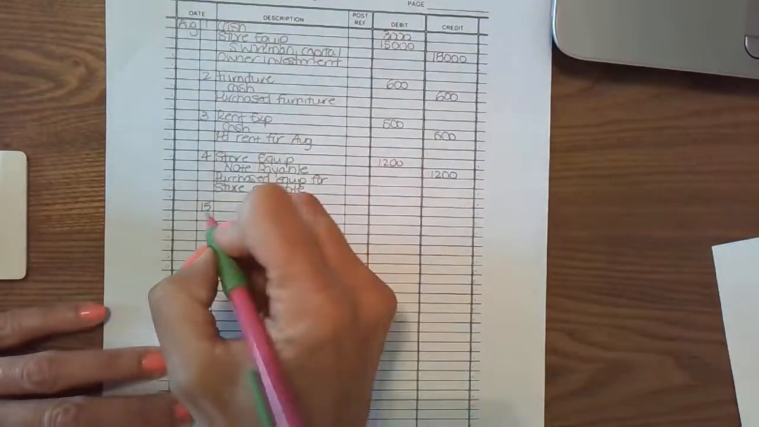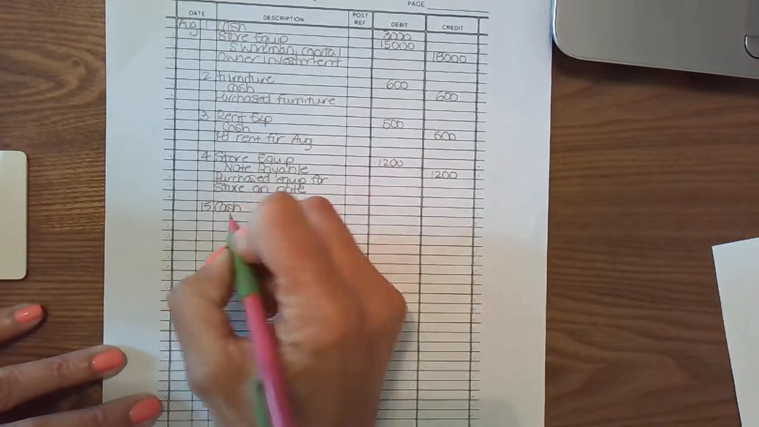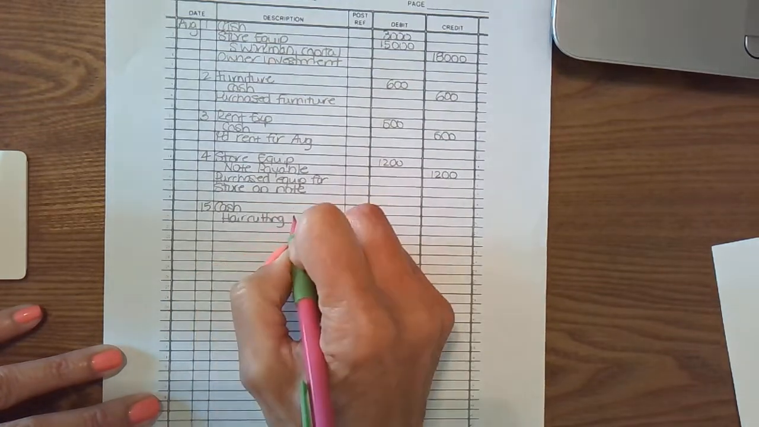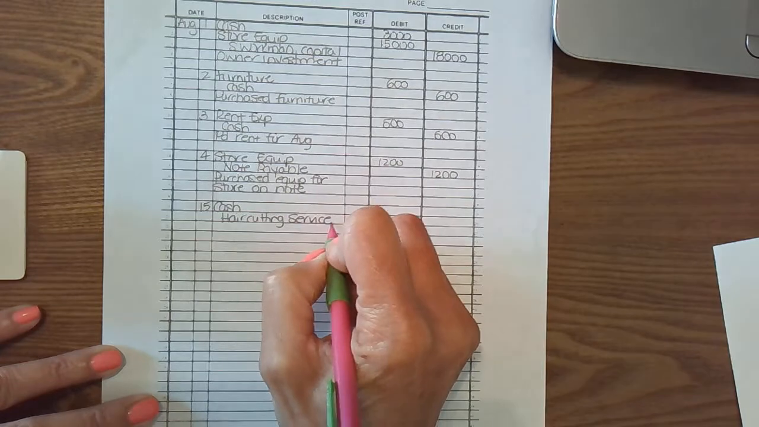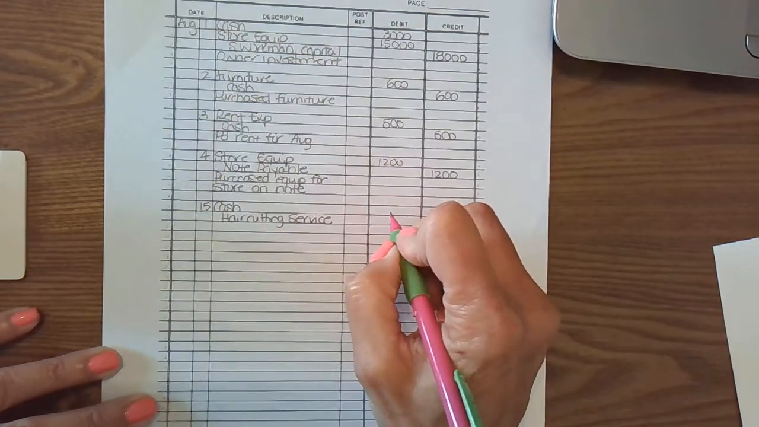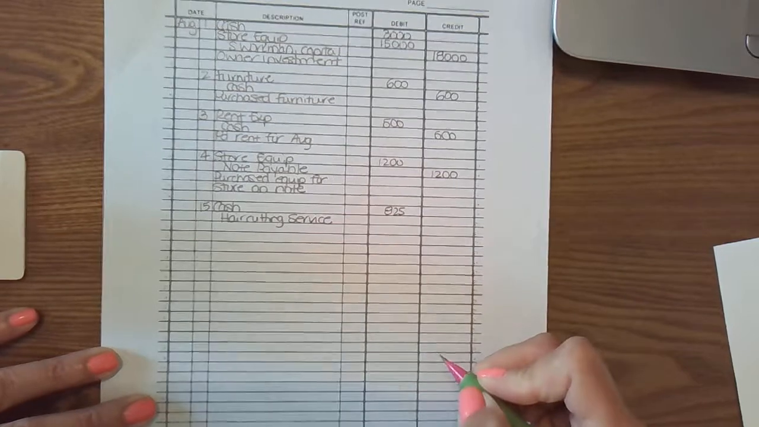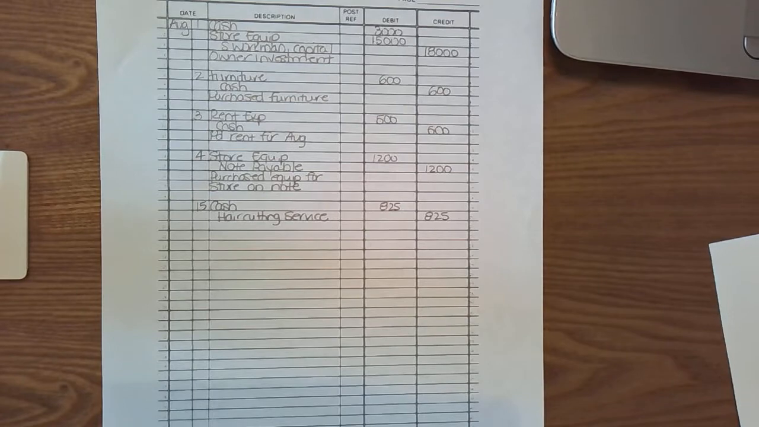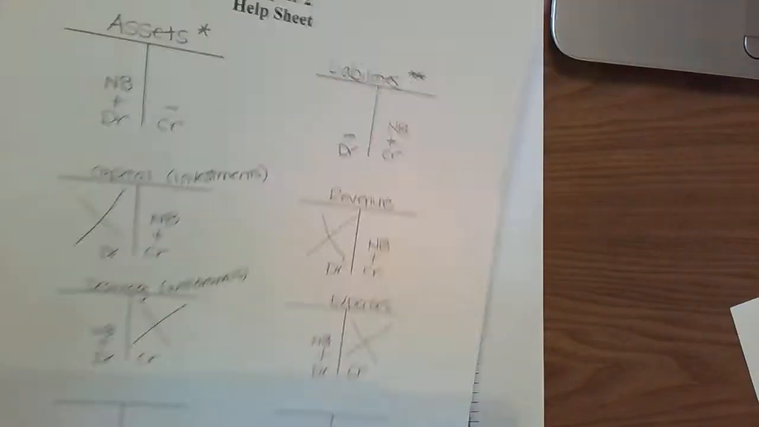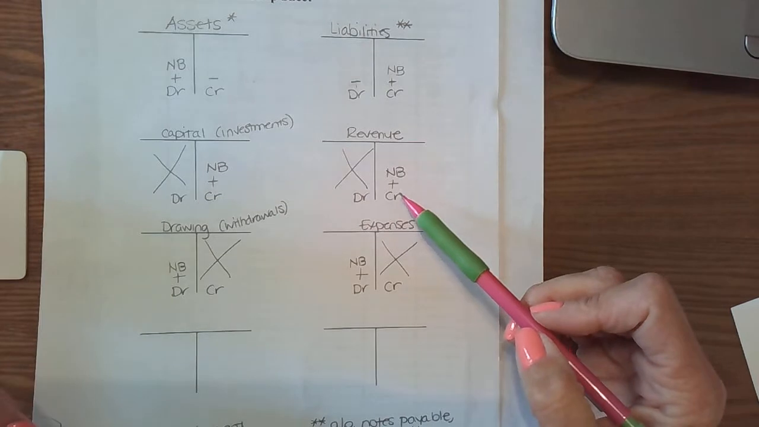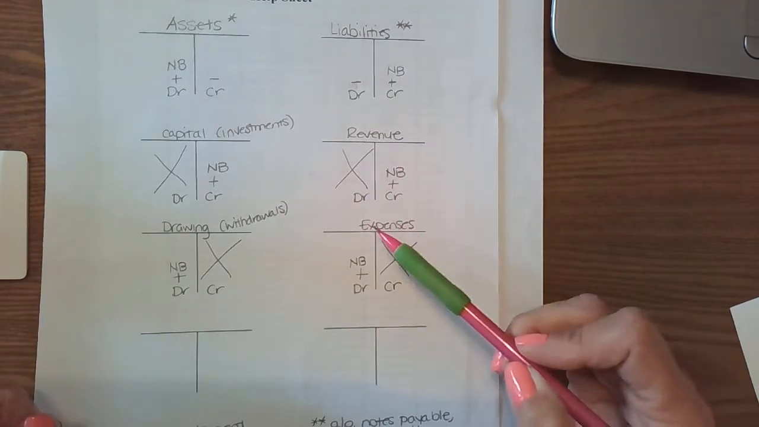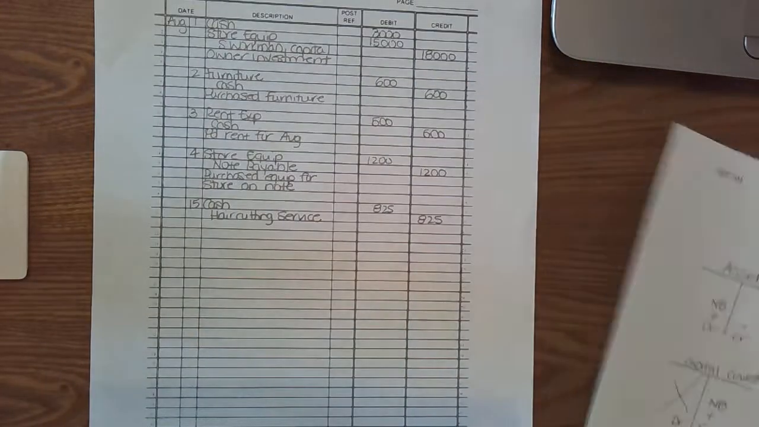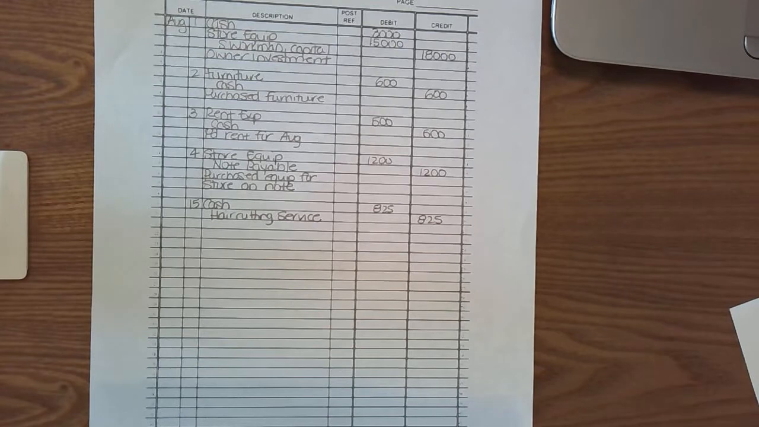So we're going to go ahead and put our cash first, and then we're going to put our hair cutting service. We're going to add to the cash $825 debit side, add to our revenue credit side $825. Remember, with your revenue account, just like with your expenses, we can't be on that other side. So you have to have revenue as a credit, you have to have expenses as a debit. So remember that as you do journalize your transactions. Get out the helper sheet, that's what it's there for.